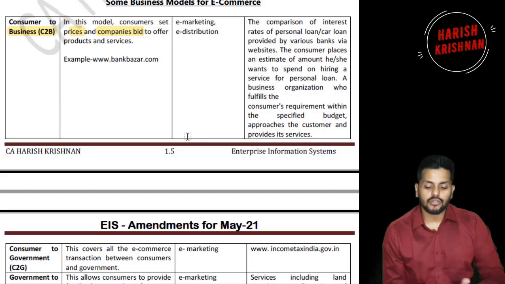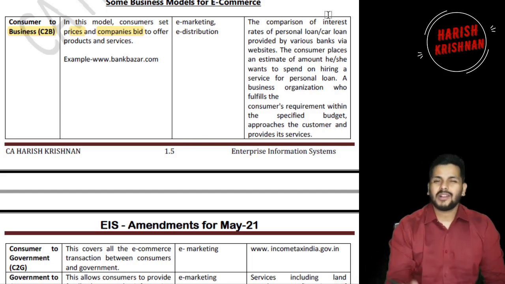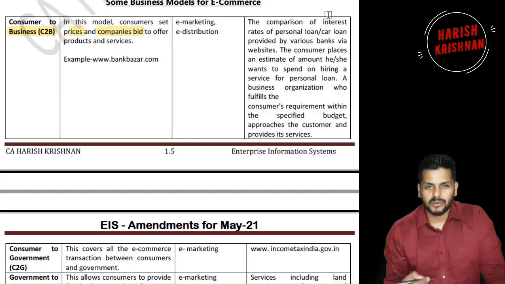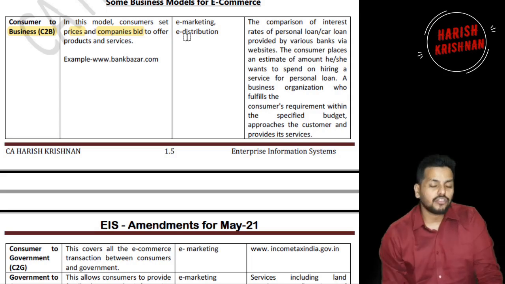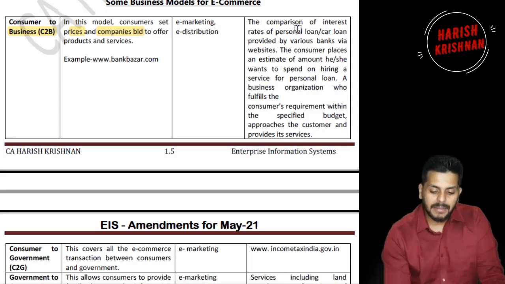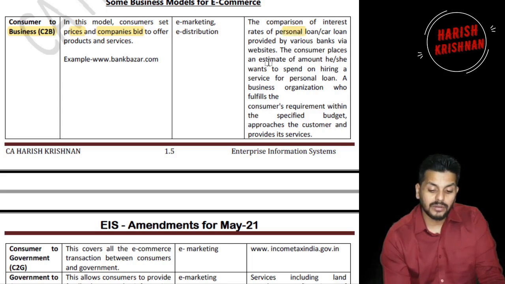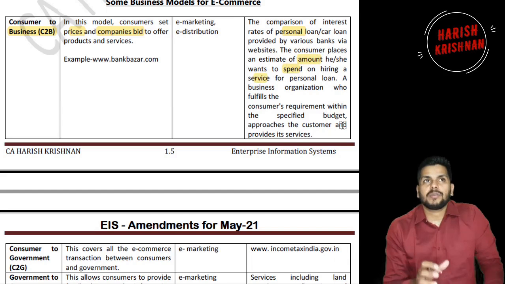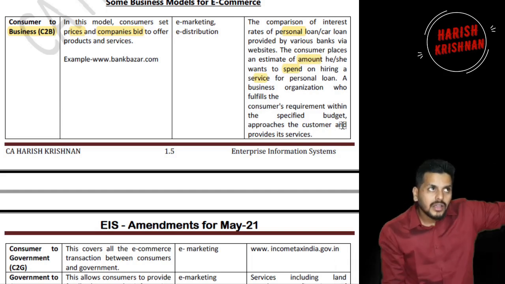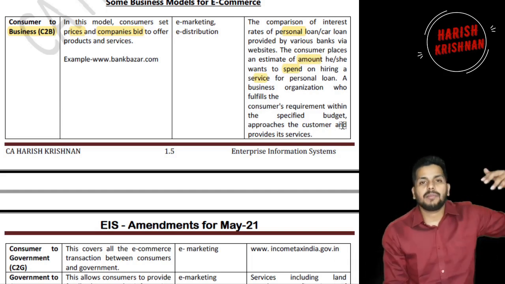E-marketing and e-distribution systems go with this. Not for the end consumer or retailers, mostly e-marketing and e-distribution businesses. An example is the comparison of interest rates of personal loans or car loans between various banks. The consumers place an estimate of the amount he or she wants to spend on hiring the service of a personal loan, and then a business organization fulfills the consumer's requirement within the specified budget. If you give your budget, in that budget, how many people are giving those loans?